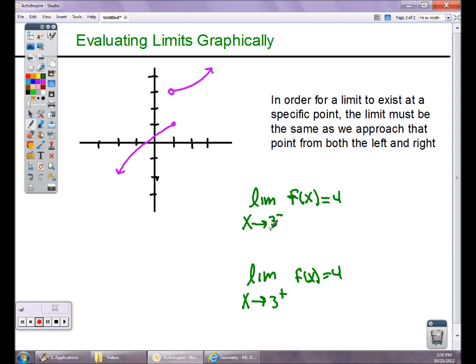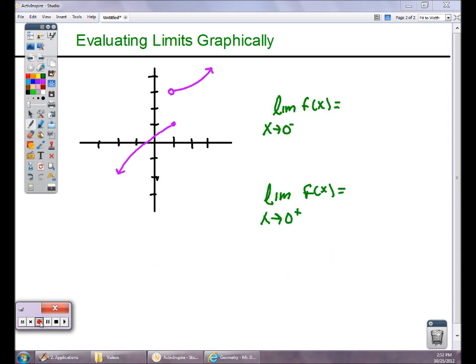So since the limit as x approaches 3 from the left equals 4, and the limit as x approaches 3 from the right equals 4, I can say that indeed the limit does exist, where the limit as x approaches 3 of f of x equals 4. In order for a limit to exist at a specific value, the left-hand limit and the right-hand limit must have the same answer. In this case, f of x equals 4.